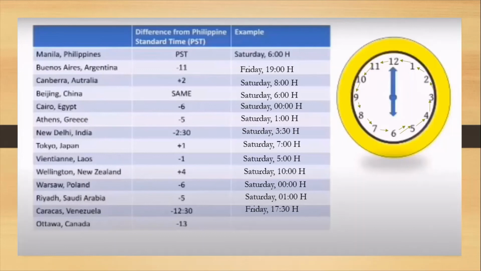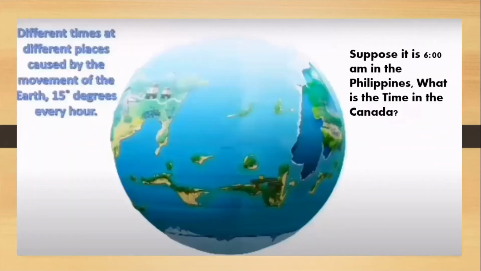And lastly, Canada. They are delayed 13 hours. Let's count: 1, 2, 3, 4, 5, 6, 7, 8, 9, 10, 11, 12, 13. The time in Canada is Friday, 5 o'clock in the afternoon, or Friday, 1700 hours. So we now have the answer to our question. Suppose it is 6 a.m. in the Philippines, what is the time in Canada? The time in Canada is Friday, 5 p.m.